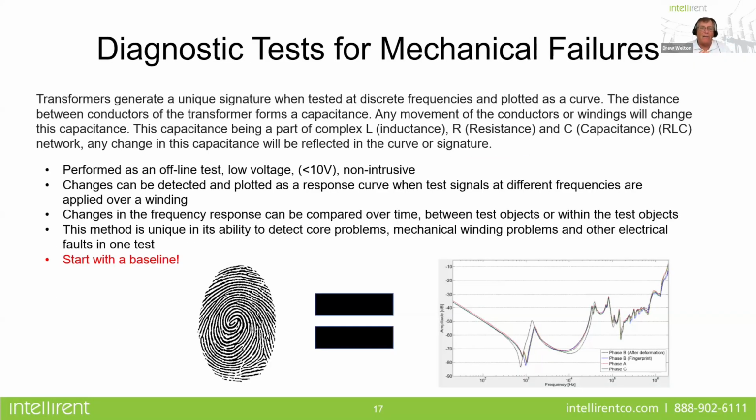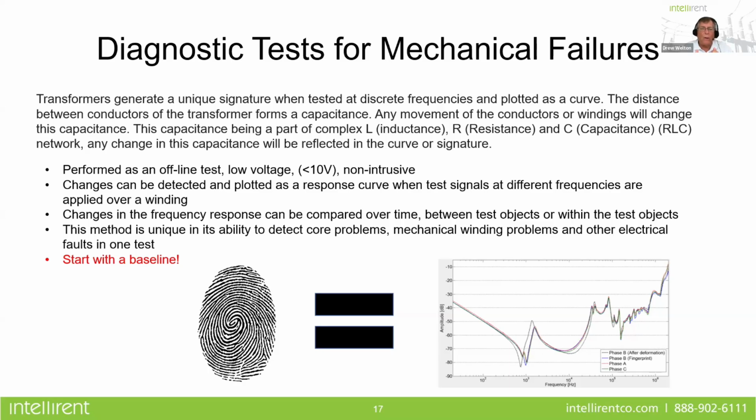And I like to think of an SFRA plot as a fingerprint, because no two are usually identical. Transformers generate a unique signature when tested at discrete frequencies and plotted on a curve. The distance between the conductors of the transformers forms a capacitance. And any movement of the conductors or windings is going to change the capacitance, and it'll show up in the results of these tests when you start doing a comparative analysis.